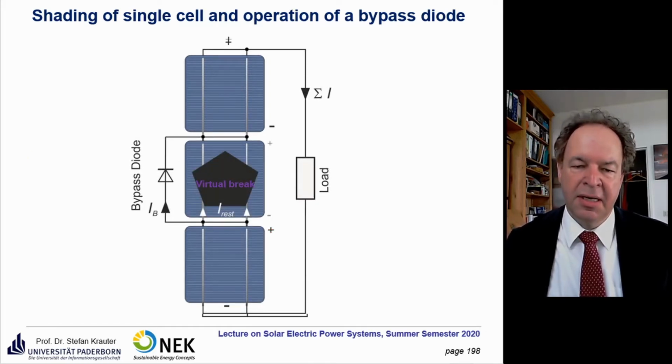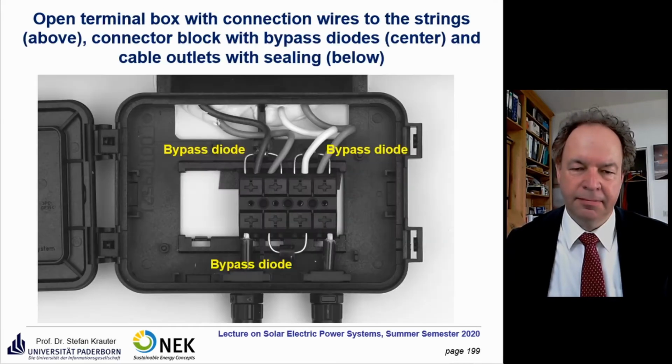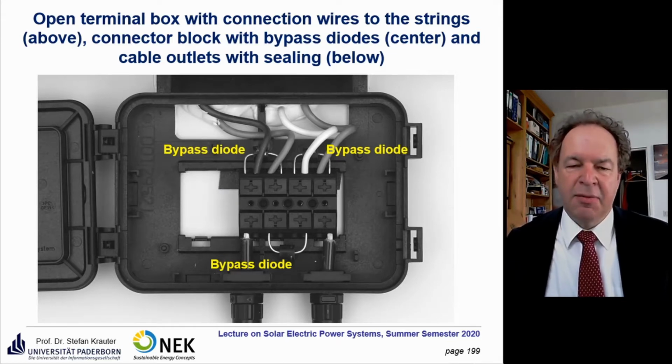So here you see it, if the shading is not 100% but less, there is a division between the remaining cell current and the bypass current, and you add up all this current in your total current here. These bypass diodes are usually located in the terminal boxes here. It's quite difficult to install a bypass diode for each solar cell. So for cost reasons, we just bypass a string or even two strings, like in this case.